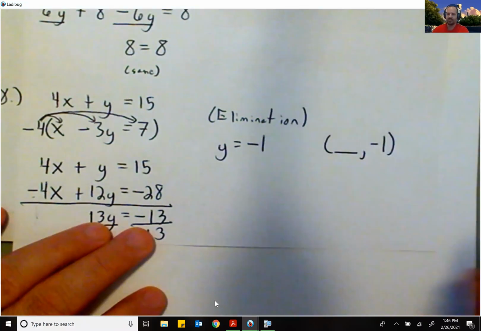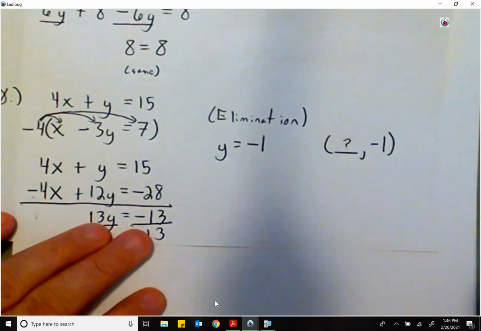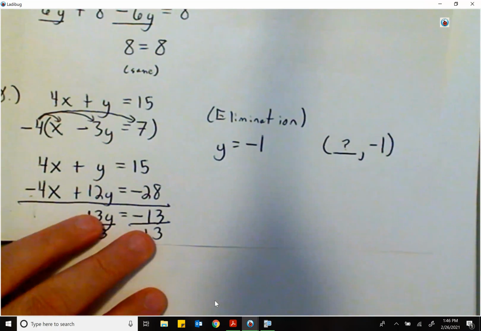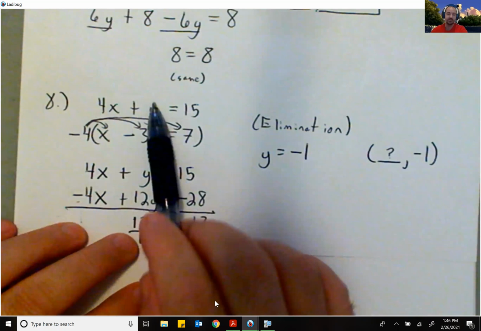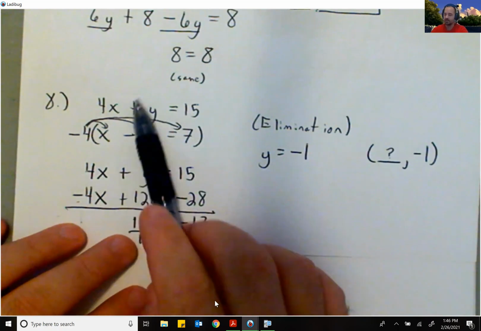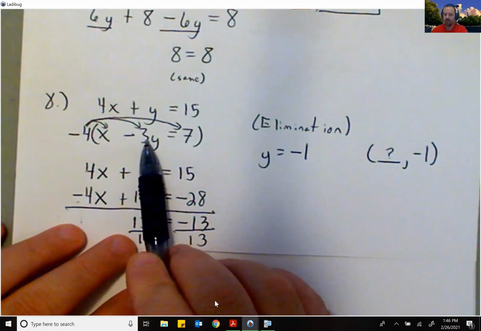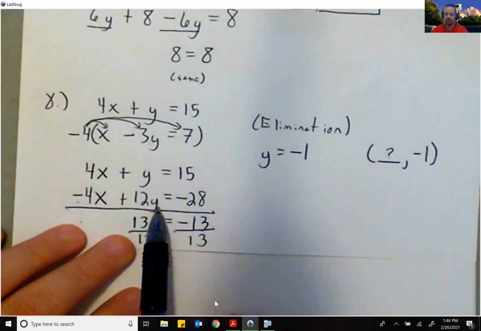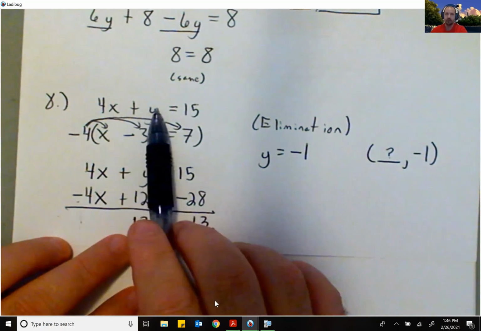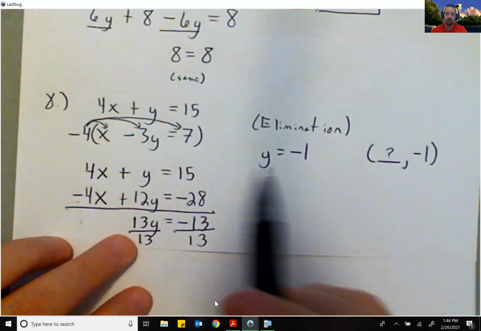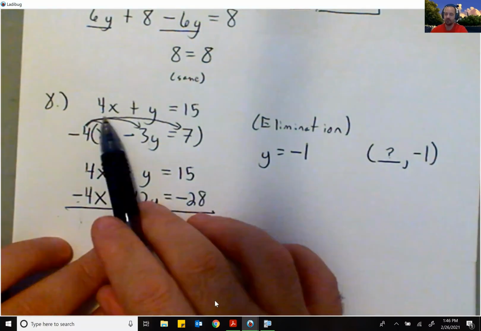How do I figure out what that x value is? You input the y value that you just found into the equation that you have not touched. And actually, you can put it into either one of these. It doesn't really matter. Take your answer and plug it back into one of the originals. Don't plug it in down here. Plug it back into one of the main ones. And it doesn't matter which one. So pick one. Someone tell me, you want the top equation or the bottom equation?